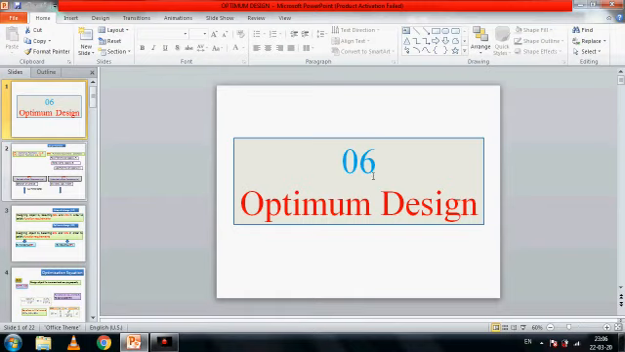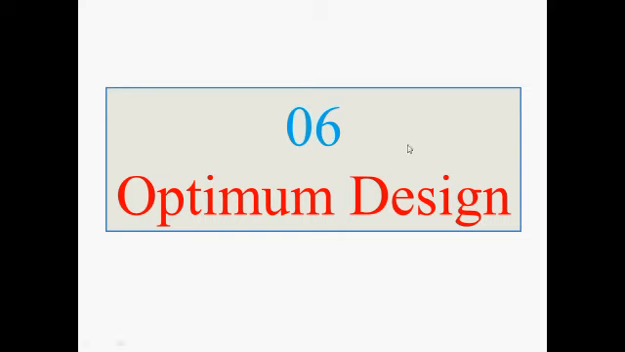So design means it is to find the dimensions of the part or a product to meet the functional requirement. Suppose you take the example of shaft design. Shaft design means it is to find the size of the shaft to meet the requirement. Requirement means power transmitting capacity or torque transmitting capacity. So that is the design.